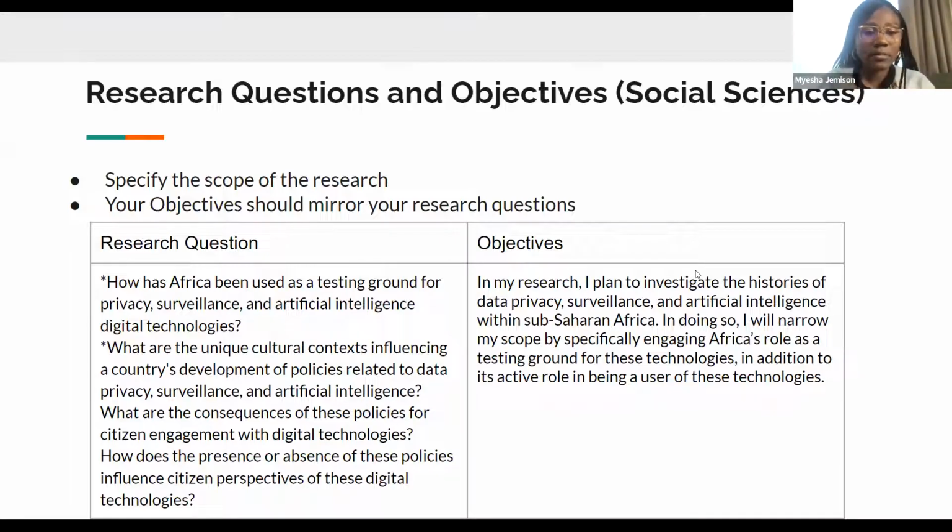And on the right side, you see the objectives. It's investigating the histories of data privacy, surveillance, and artificial intelligence. And then again, you would want to specify which particular countries you're interested in, but you would also want to provide some context for why you're interested in those countries as well. And then finally, this idea of who is active or who is passive in terms of using those technologies is another objective. And collectively, those questions help to address those objectives. Next slide.